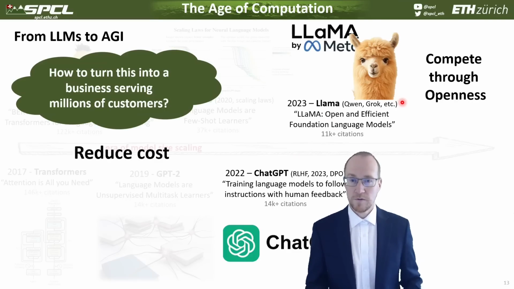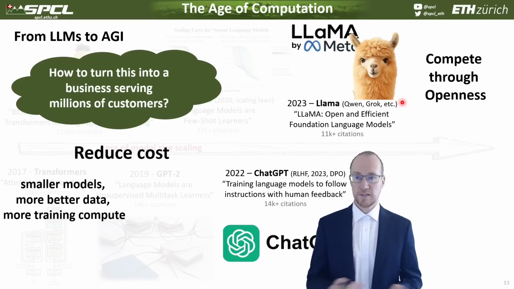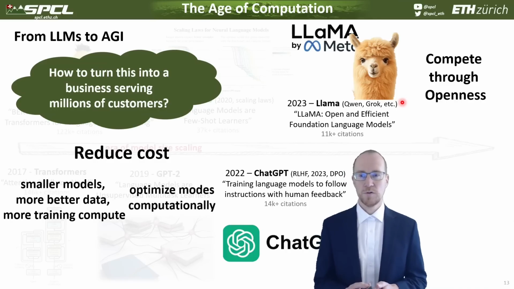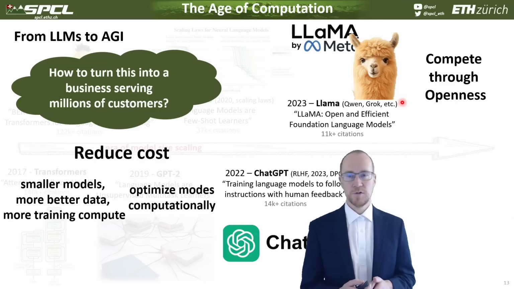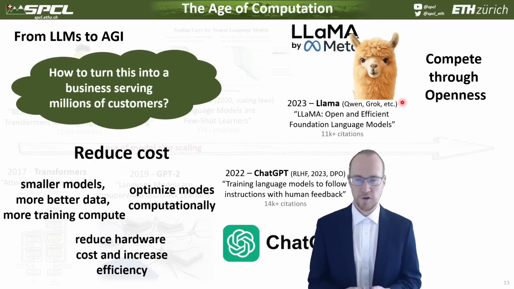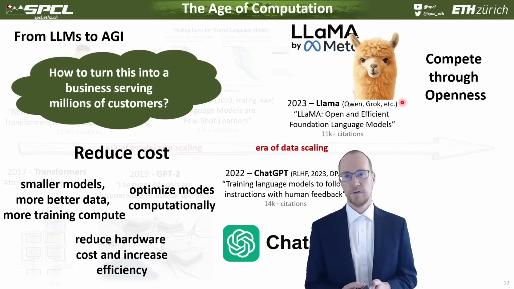What do we do now? You need to reduce costs. You need to train smaller models, better data, more training compute. You optimize these models computationally, and you reduce hardware costs and increase efficiency. So that was quite important.